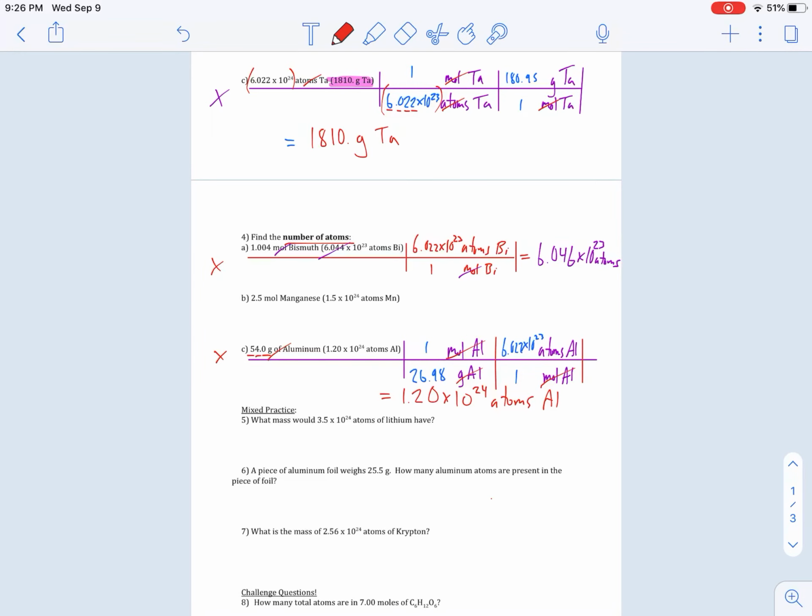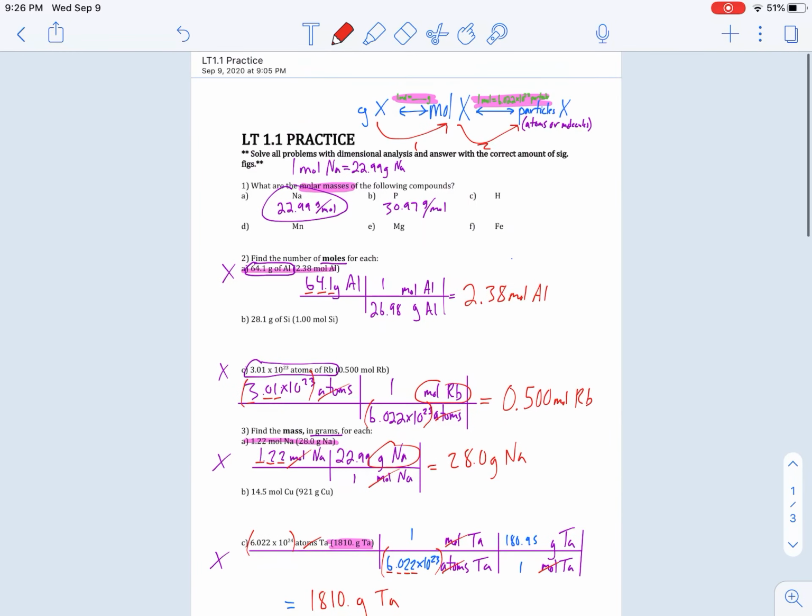Oh, I'd like to point out one other thing. What do you notice about the number that's next to moles for all these? I hope you notice that every time we deal with moles, we're always talking about 1 mole. 1 mole, 1 mole. And that's because we're either talking about the molar mass, which is grams in 1 mole, or Avogadro's number, which is particles in 1 mole.